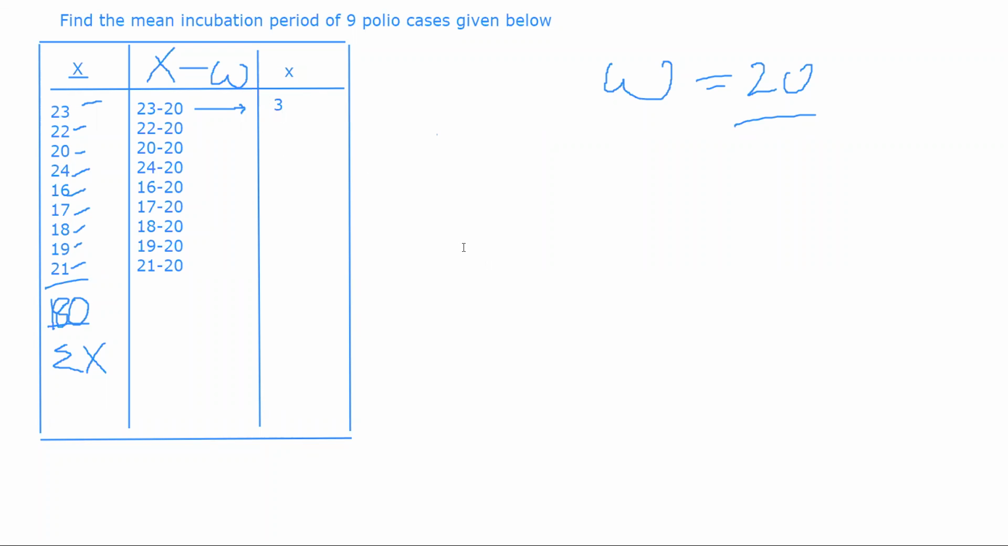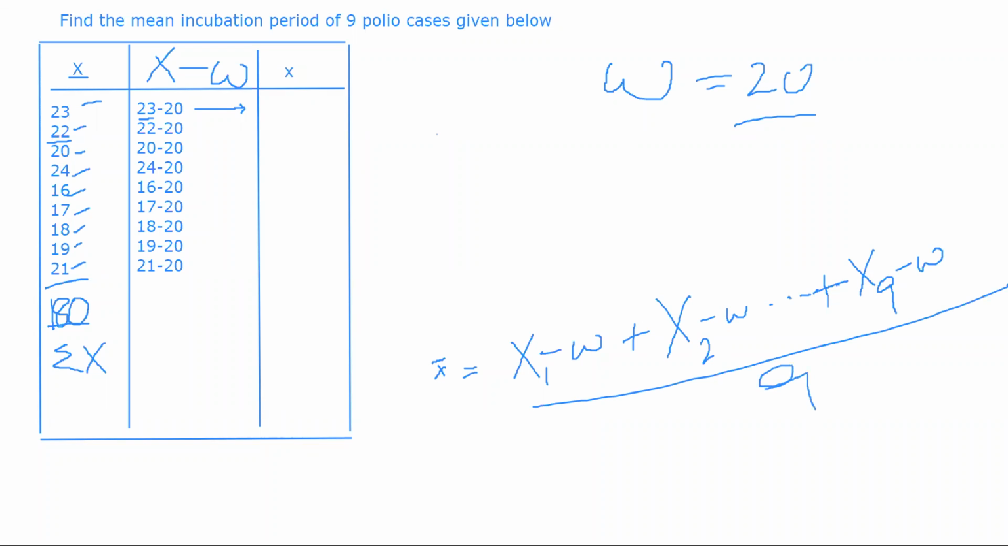So if I put it in another perspective, small x bar is equal to capital X1 minus W, plus capital X2 minus W, and it will go on all the way up to capital X9 minus W, divided by 9. This is the initial formula to find the summation, or the x bar, of that difference.